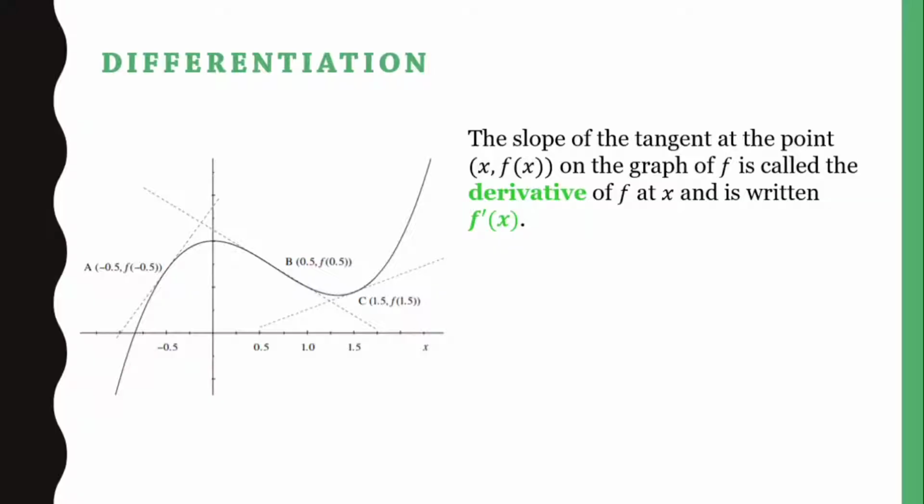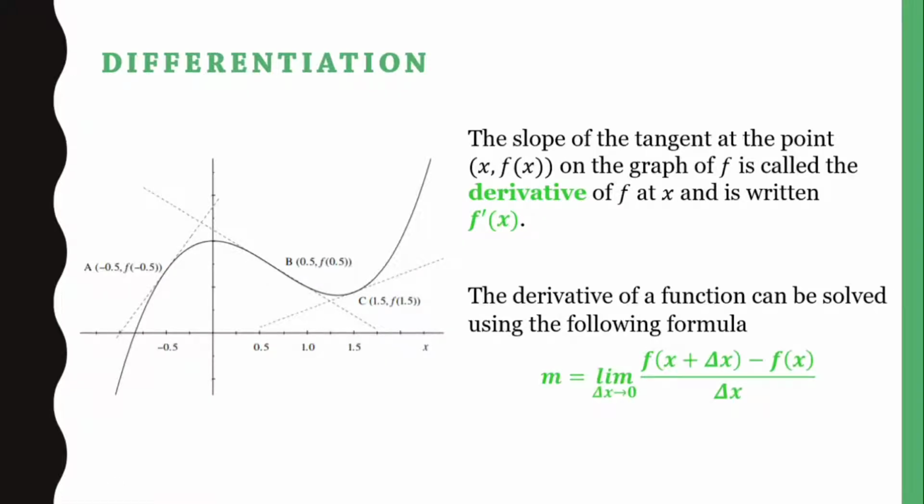So the slope of the tangent at point (x, f(x)), or (x, y), on the graph of f is called the derivative of f at x and is written as f prime of x. So look at the graph of the function y equals f of x in the figure. Three different tangent lines to the graph of f of x are drawn at three different points on the graph. So you can see here three different tangent lines.